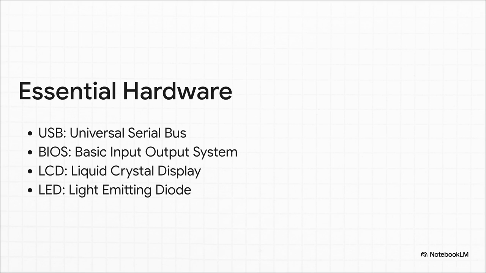For displays, LCD is a liquid crystal display, which uses the physical properties of liquid crystals to modulate light and create an image. LED, on the other hand, is a light-emitting diode, relying instead on tiny electronic diodes to produce that image. So they both achieve a visual output, but through completely different physical mechanisms.